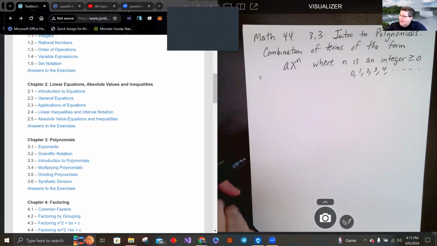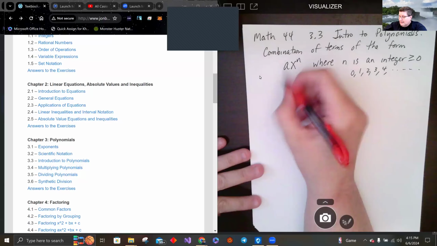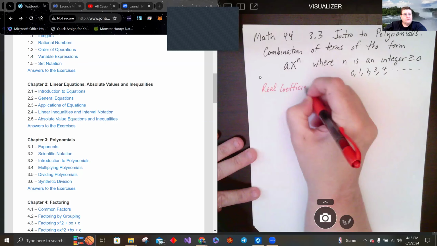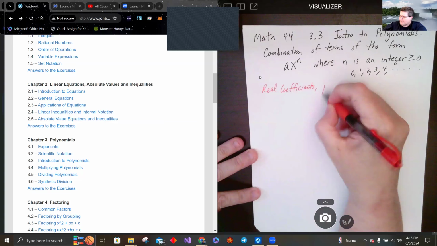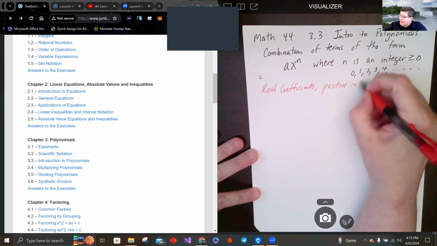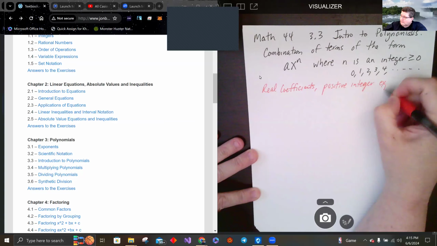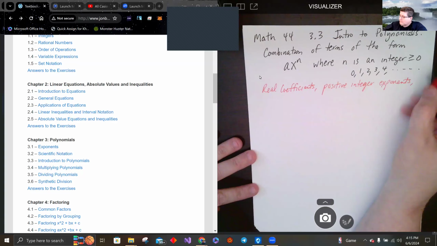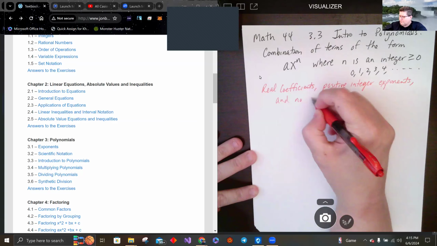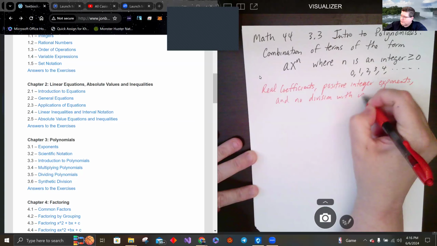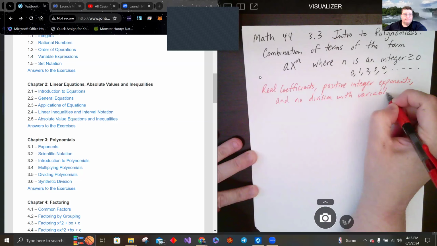They have real coefficients, positive integer exponents, and no division with variables. No exponents on, or no variables on the bottom.